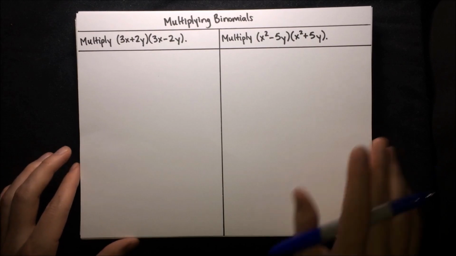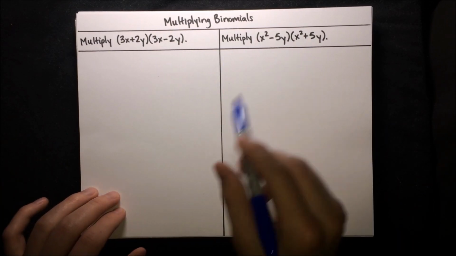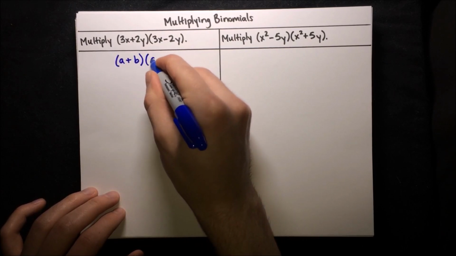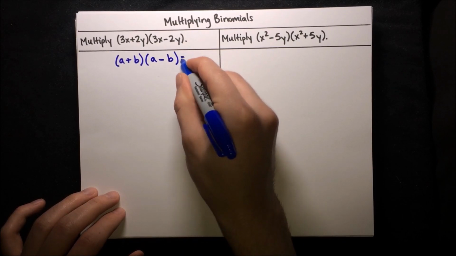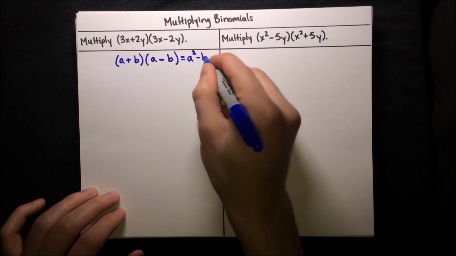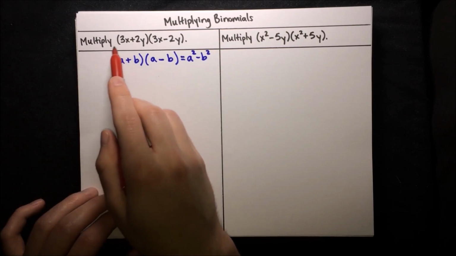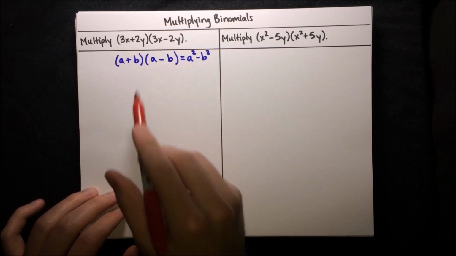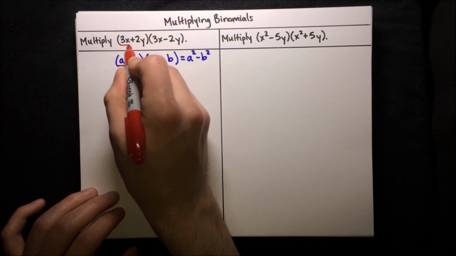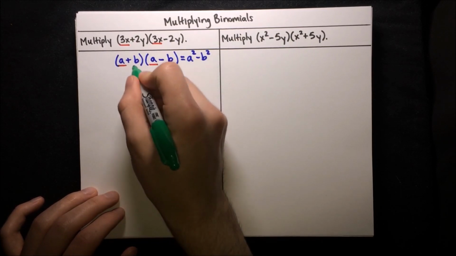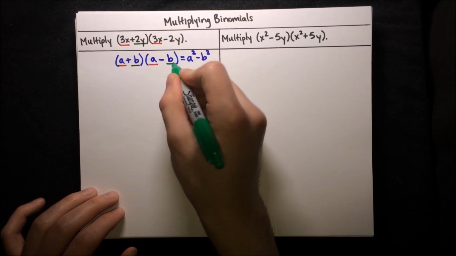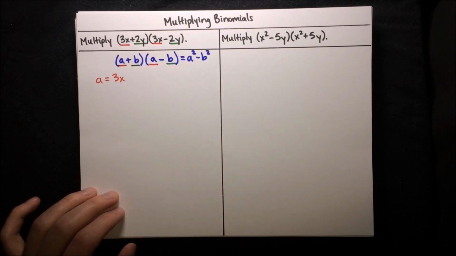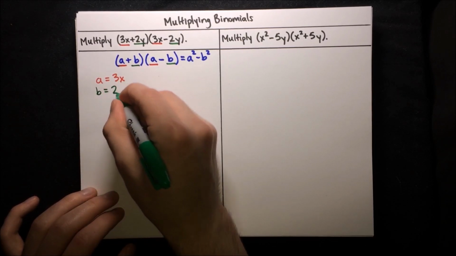Let's apply that general rule from the previous slide to solve these problems. So again, remember that if we have a plus b, that binomial, times a minus b, then the result is a squared minus b squared. Now in this problem, multiply the binomial 3x plus 2y by the binomial 3x minus 2y, it fits into this template perfectly. A is 3x, and b is 2y. Let's write that down over here. A equals 3x, b equals 2y.